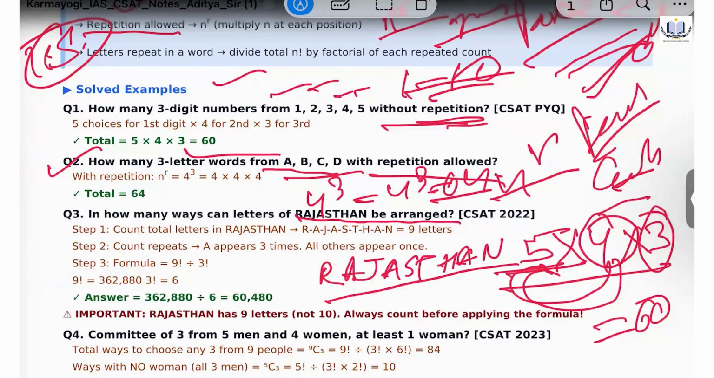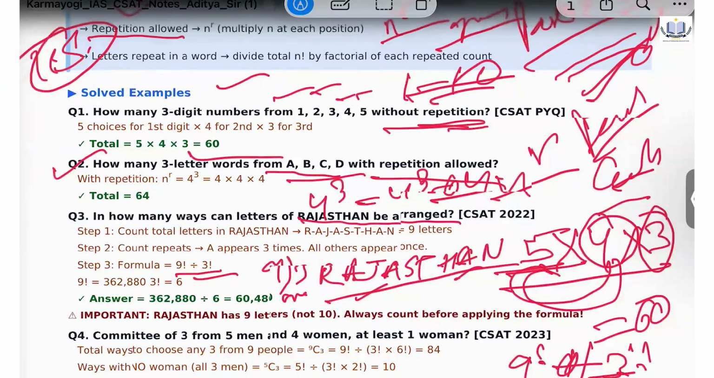A यहाँ पे 3 times appear हो रहा है. All other appears once. ठीक है, ऐसे तो total letter 9 है, but A is appearing 3 times, right? Step 3, formula लगाओ. 9 factorial plus A कितनी तरीके से अरेंज हो सकता है? 3 factorial. Okay. Sorry, divided by 3 factorial.